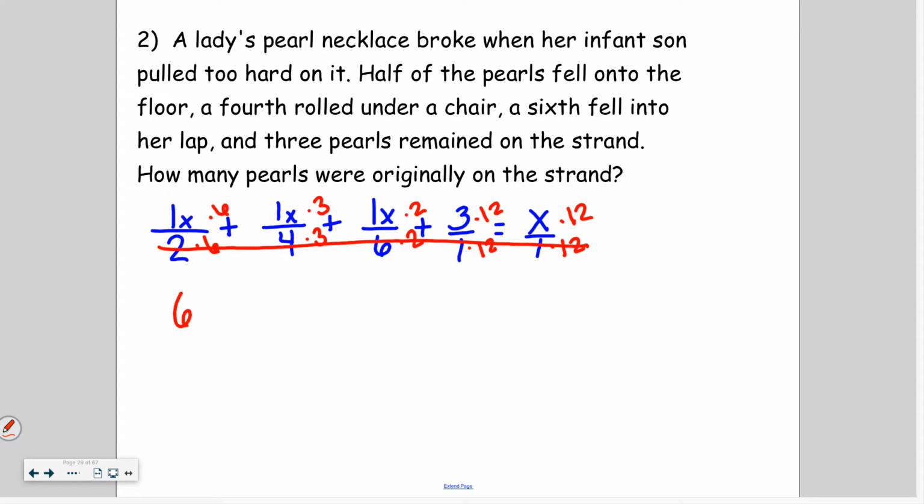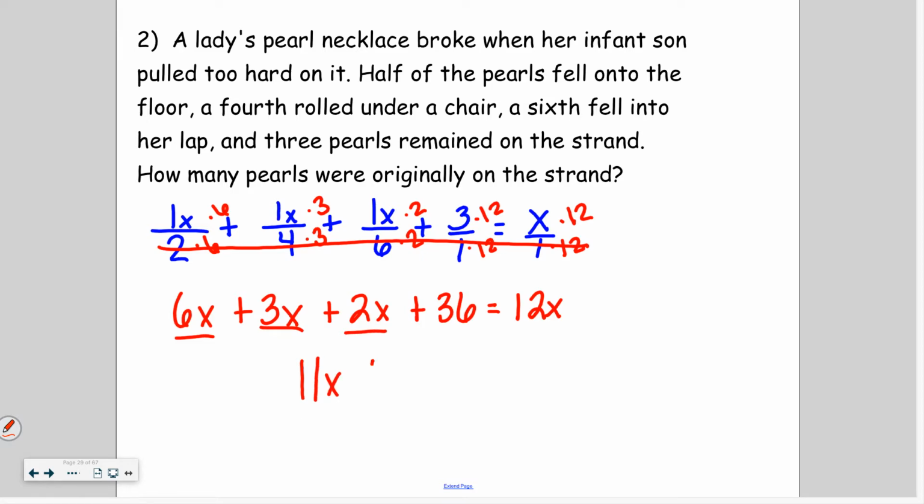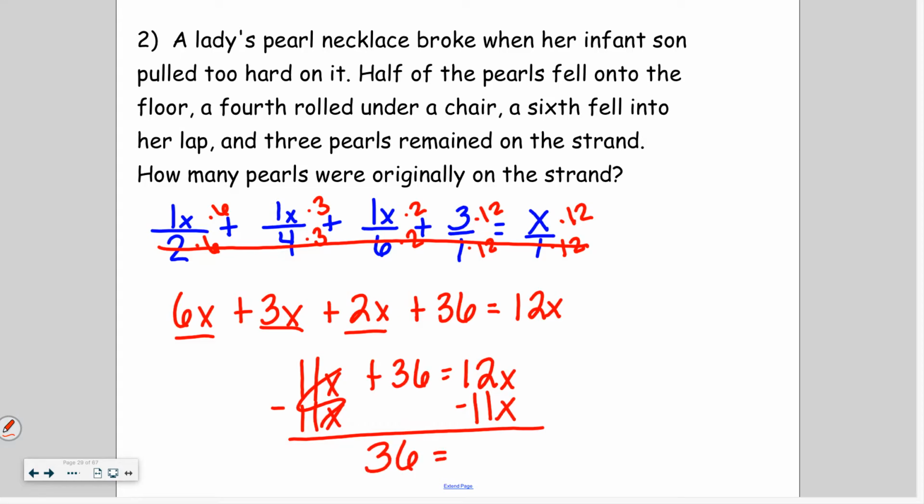6 times 1x is 6x. 3 times 1x is 3x. 2 times 1x is 2x. 3 times 12 is 36. And then 12 times x is 12x. There you go. Combine your like terms. 6 plus 3 is 9, plus 2 is 11. I want to get the x's together, so I'm going to subtract 11. And that's going to give me 36 is equal to x. There you go.